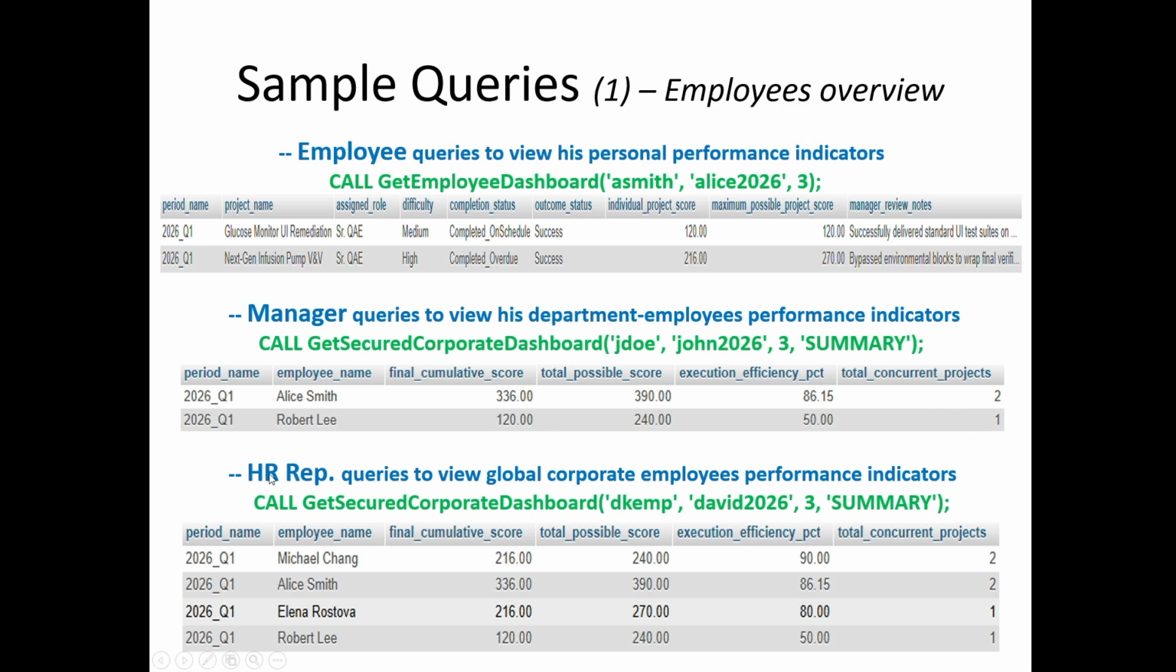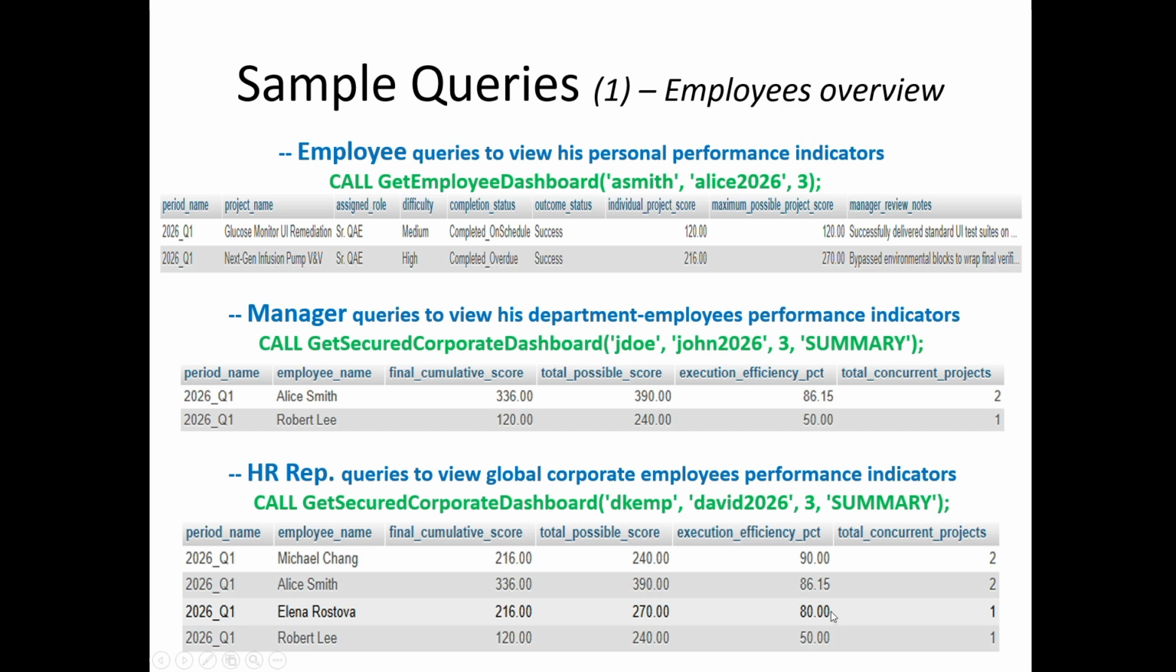In the last and final query on this slide, David from HR runs a global audit. The system strips away all departmental boundaries. David runs the exact same corporate dashboard command as the manager, but because of his HR clearance, the system automatically expands the list. David from HR sees Alice and Robert, but he also sees Michael and Elena from completely different departments. This allows HR to spot that Alice's high workload is a company-wide trend shared by other top performers like Michael Chang, who is leading at 90% efficiency.